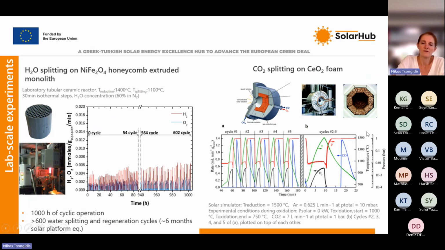On the other hand, we have the production of carbon monoxide from CO2 splitting, with multiple cycles that were performed on a cerium oxide foam reactor exposed in a solar simulator facility, where we have, I think, almost 500 consecutive cycles achieved in this research.